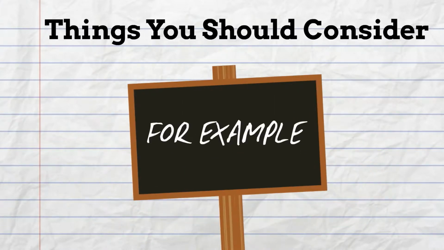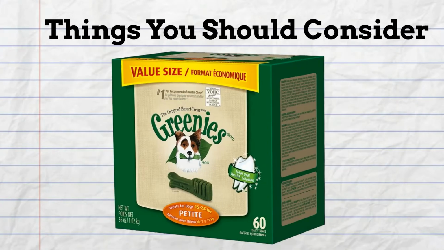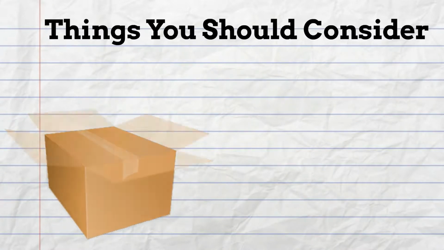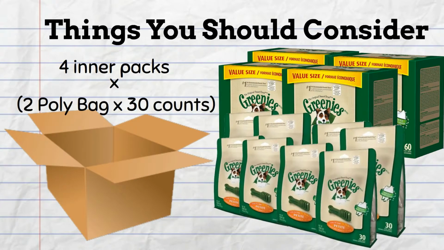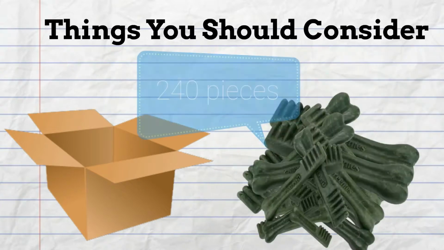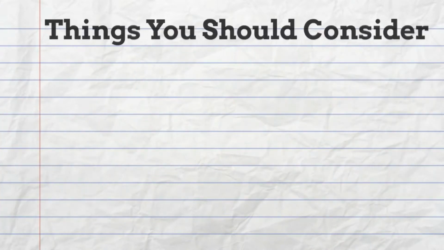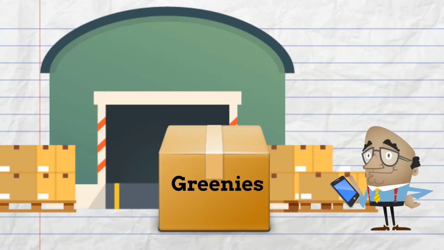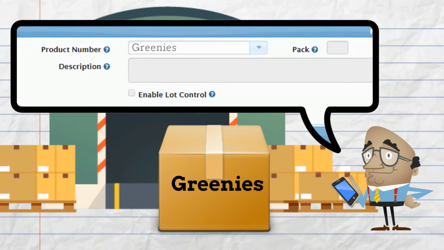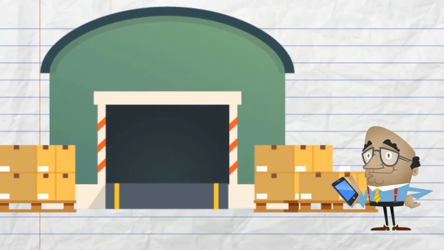For example, you have purchased an item called Greenies from your manufacturer or vendor. In the standard pack carton you received, it contains 4 inner pack cartons which has 60 counts in each. Each inner pack carton has 2 poly bags which has 30 counts in each. Therefore, Greenies standard pack will be 240. To receive Greenies into inventory, you would want to create a standard pack item called Greenies and enter the pack with a value of 240 in the pack field.